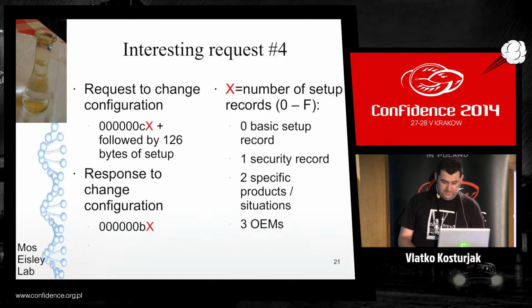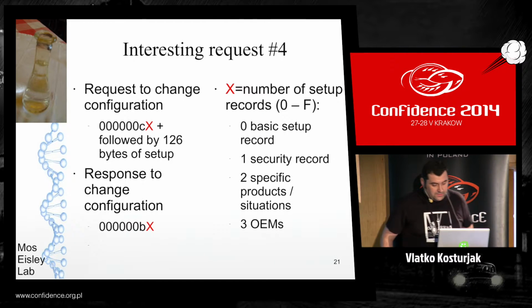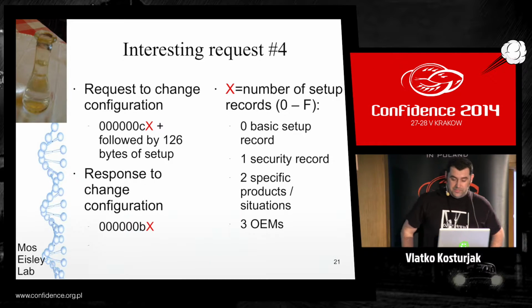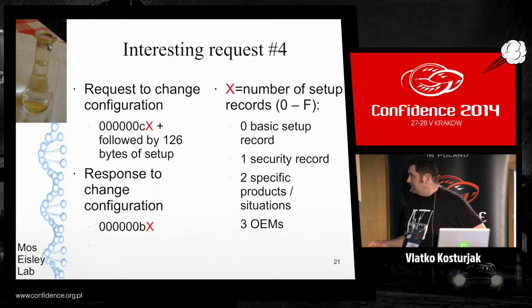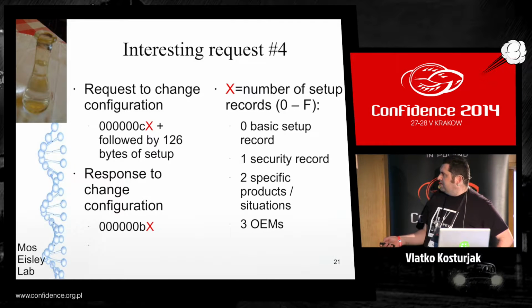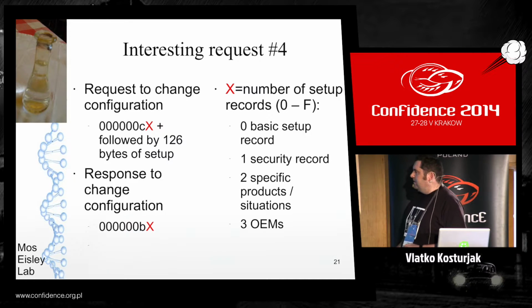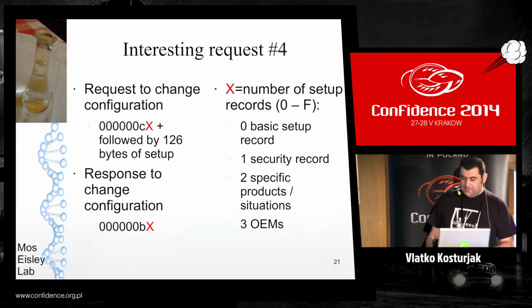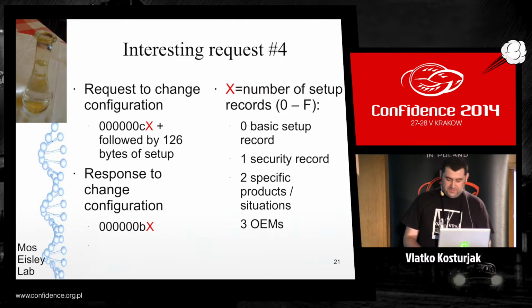So, okay, this is, let's say, a half interesting request, right? But further digging revealed another thing. If you just send a request to change configuration, again a request for 4 bytes followed by how the setup record looks like, you are actually setting those records which you want. And this works. So that means you can set the security record. So that means you cannot get the password, but you can just set it to zeros or something. And this is how it looks like, right?